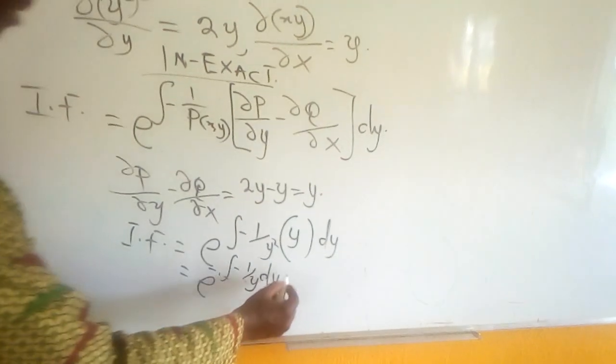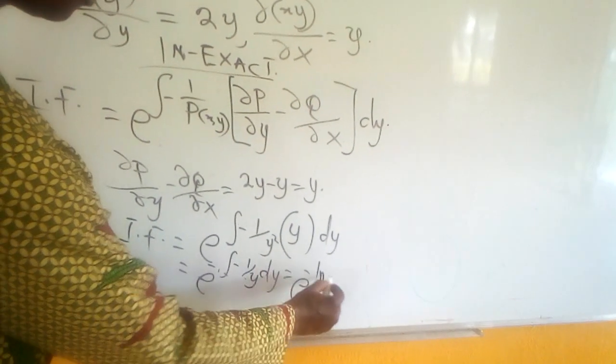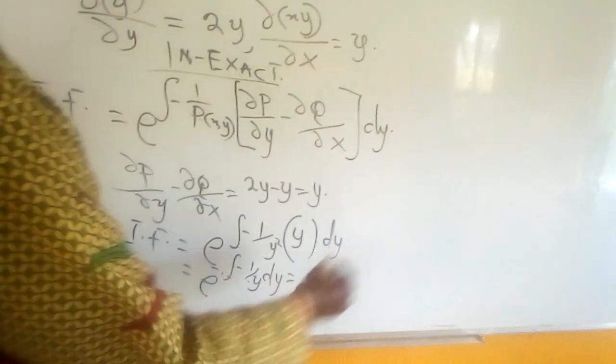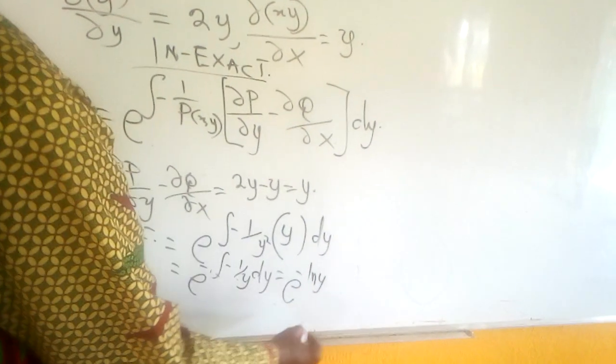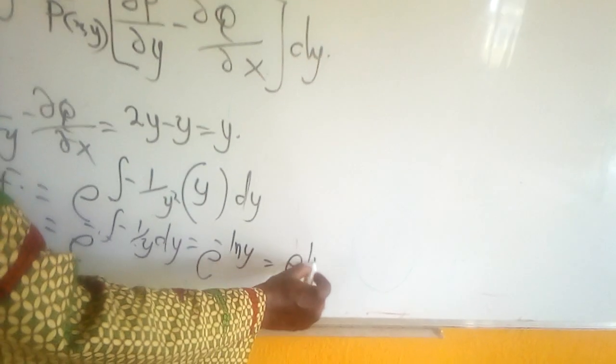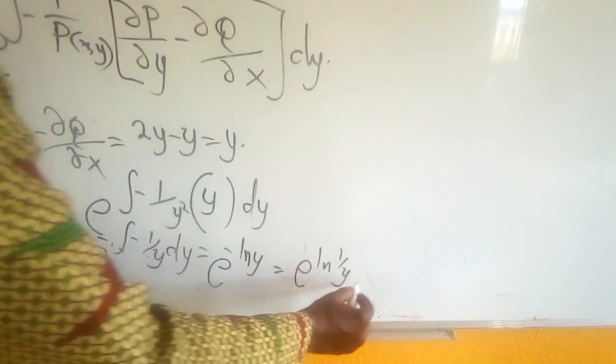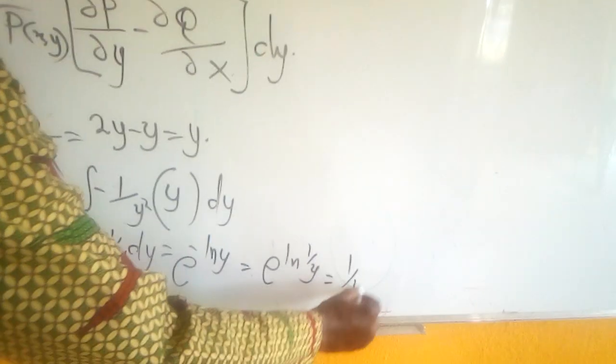And finally, it will now give us exponential minus natural log of y. Natural log of y, and the natural log of y will extend to give us exponential ln of reciprocal y. And exponential ln of a function is a function. So this gives you reciprocal y.